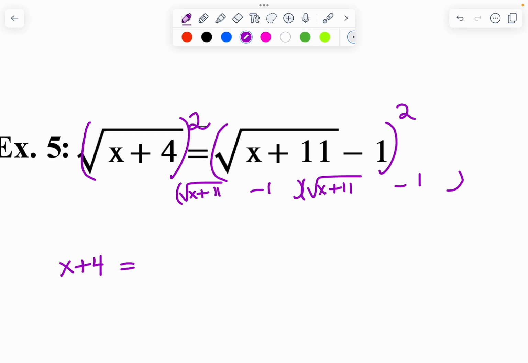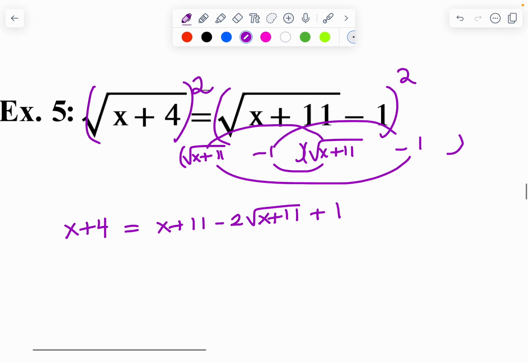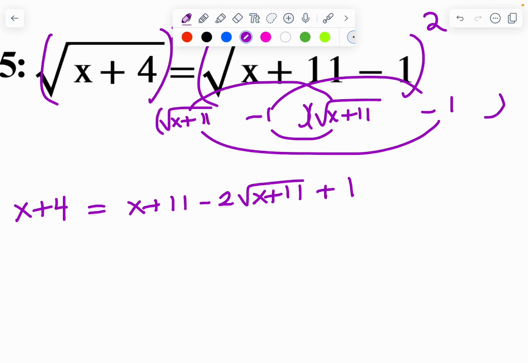When I use FOIL, just take this a little slow. My first terms, I have the square root times the square root. That just becomes x plus 11. Now, I have minus the square root of x plus 11 minus the square root of x plus 11. So that's going to be minus 2 square roots of x plus 11. And then I have negative 1 times negative 1, which is plus 1. So I just want to make sure that I do that kind of slow so I don't make any mistakes.